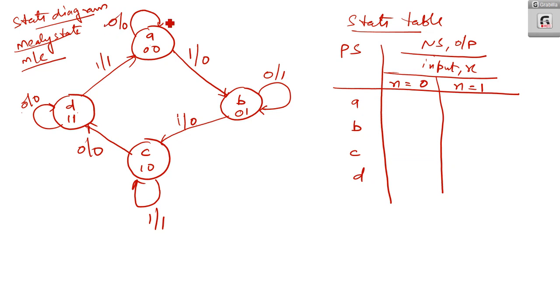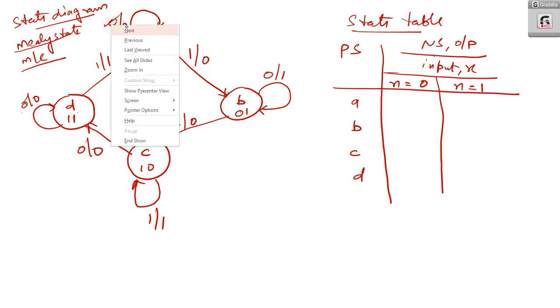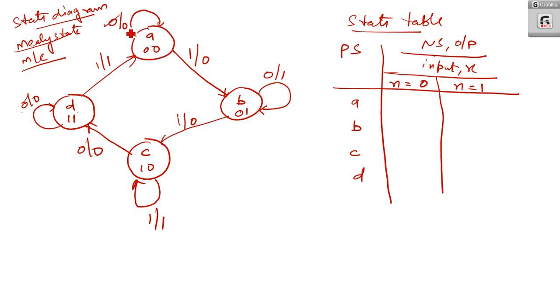If state is A and input is 0, what is the condition? If input is 0, my output is 0, and next state is A itself, and output is also remaining as 0. Now coming to H is equal to 1. My present state is A and my input is 1. Then what is my next state? Next state is B. In that case, what is output? Output is 0.